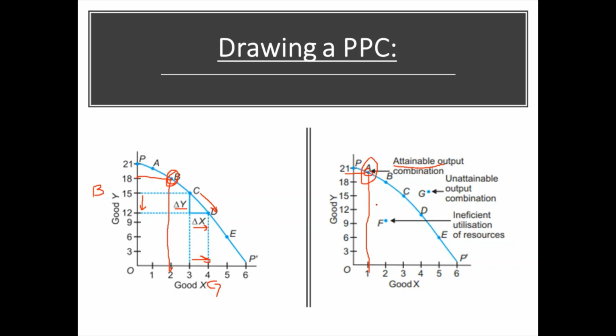Now let's look at point F. So this is a point inside the production possibility curve. This is our production possibility curve. This is a point inside the production possibility curve. Now this tells us inefficient utilization of resources. This point indicates that there is inefficient utilization of resources, that resources are not being employed to their fullest.